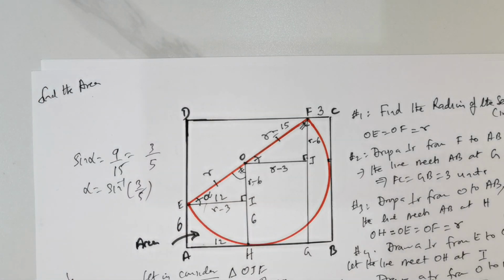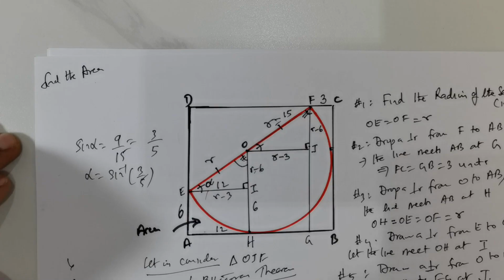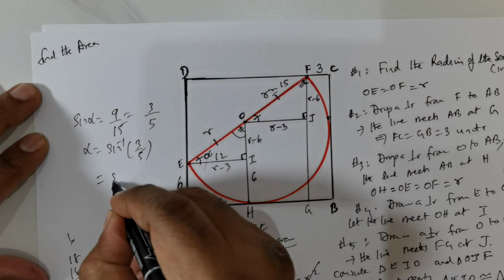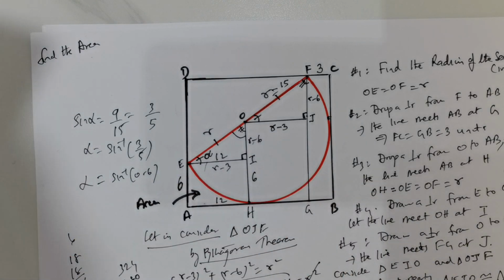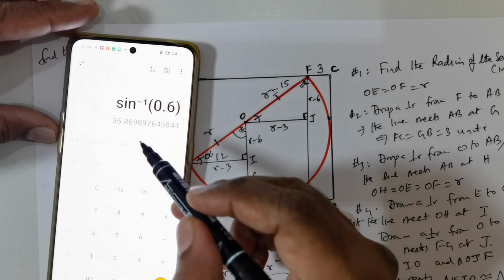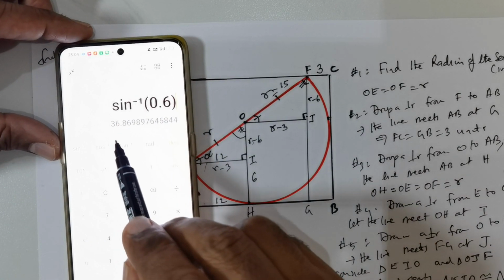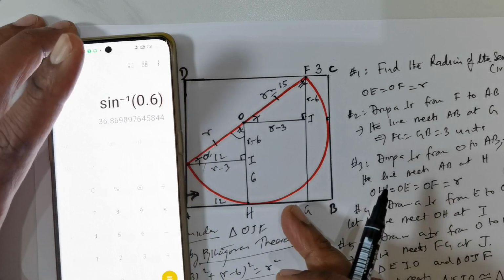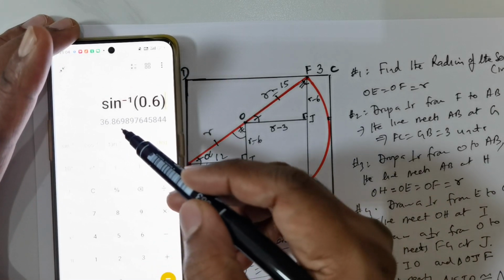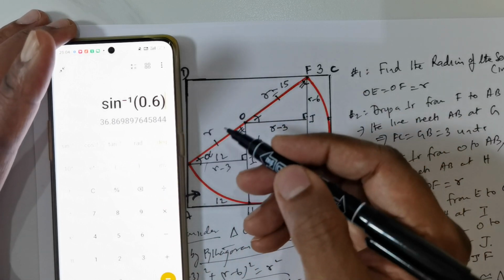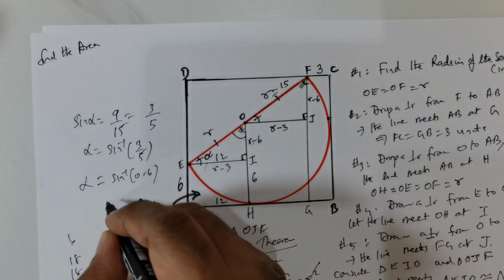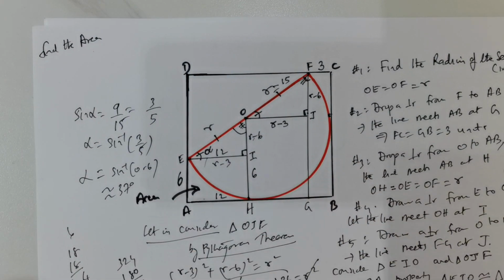So we need to get the value of alpha there. Let me just take my calculator. This is going to be equal to sine inverse of 0.6. You calculate this, and this is the value you are getting, 36.86. Now I would approximate it to 37, right? Of course you are at your liberty to take it as it is, but I just want to approximate and get the answer. So I would be approximating it to 37 degrees.